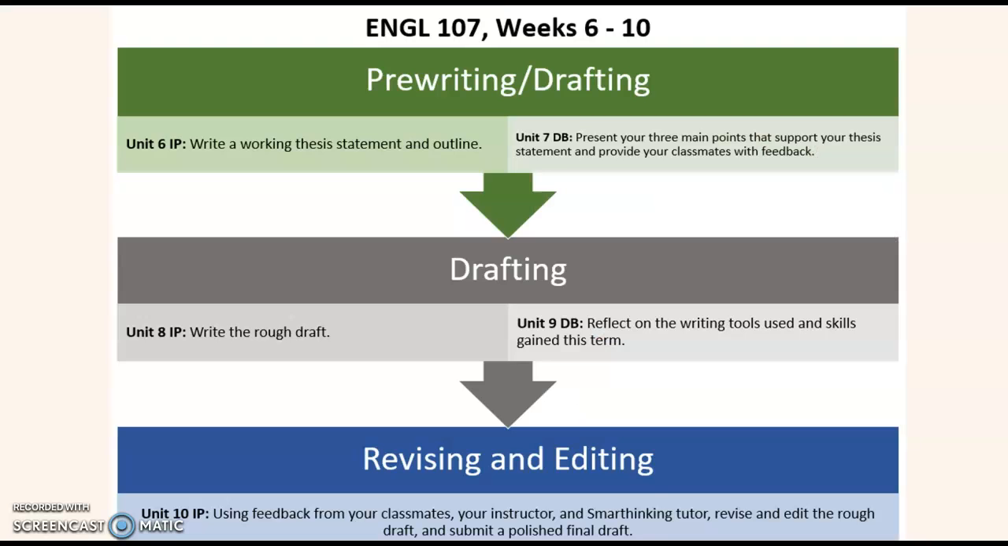Specifically, you will draft a working thesis statement and outline of your research paper for the Unit 6 individual project. The Unit 7 discussion board assignment asks you to present your 3 main points that support your thesis statement and provide your classmates with feedback. You will then write the rough draft for the Unit 8 individual project, and the final draft is due at the end of the term. You will reflect on what you've learned and the writing tools that helped you succeed for the Unit 9 discussion board.